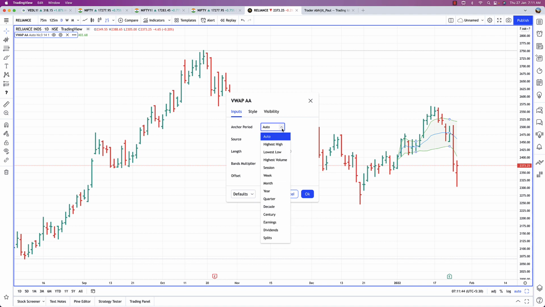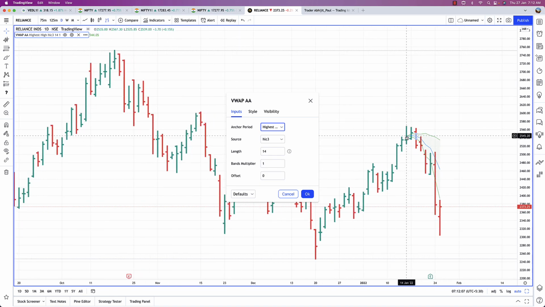Now if I change this to highest high of the last 14 days, it will calculate the last 14 days and it should go to the highest point. So if I change this to high, this should be the starting point of the auto anchored VWAP. Let's see, highest high. So there you go. If I change it to the lowest, then of course it will be this one. We will not even get to see any VWAP because you can just see a small little green dot here.